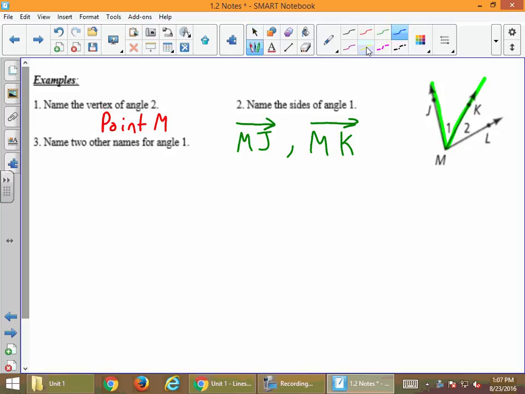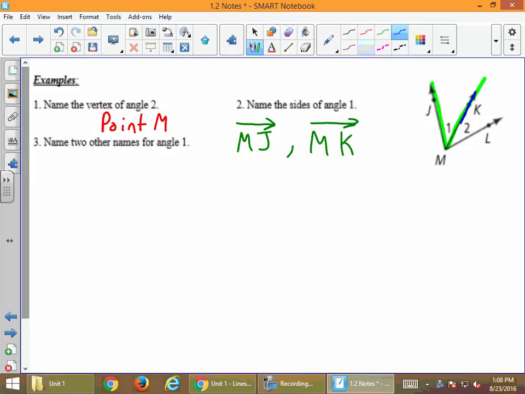Number 3. Name 2 other names for angle 1. Well, let's highlight. Angle 1's already highlighted. Who can name this 2 other ways? It's already called angle 1, so we can't use the number. Vertex M would be a great answer. But no. And a lot of people want to say that. I'll say why. It looks like that is where it comes together, correct? I agree. It does. The vertex is M. So you can say angle M. We can't do that for this reason. You can only do that when there's 2 rays coming together.